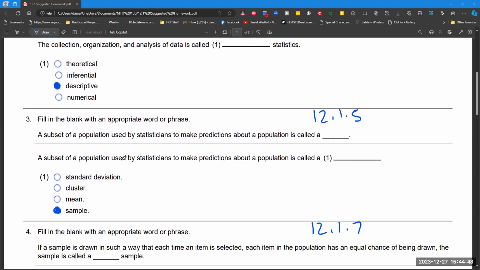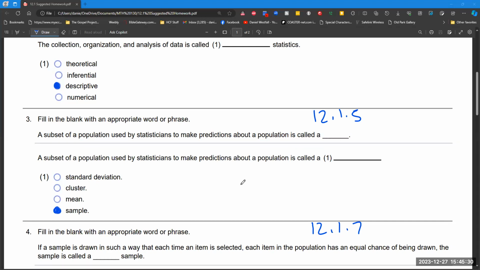Next one, a subset of a population used by statisticians to make predictions about a population is called a sample. So the population is usually too big for us to get data on all of it. We usually don't have a way to compel everyone that is in our population to answer the question. That's the idea of the census. So you're going to see the word census come up with a population, but we usually sample a subset of that population to get our sample, and we hope that that sample is representative of the entire population.